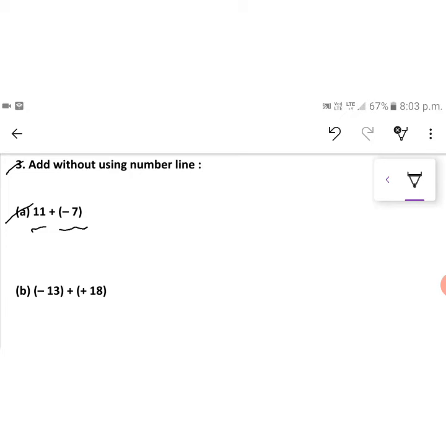Here the two numbers have different sign. One is plus 11 and another one is minus 7. So we have to subtract the two numbers. 11 minus 7 equal to 4. And give the sign of the bigger number. Here the bigger number is 11. 11 is plus. So plus 4.